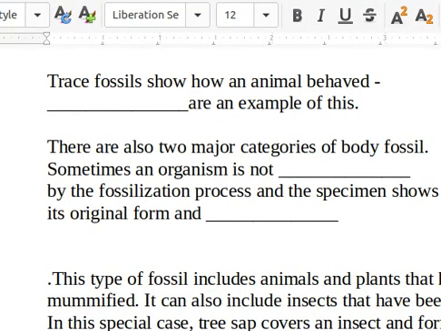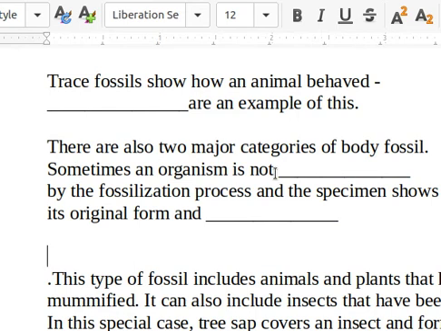Such as. Alphonse? No? Sarah, did you hear that? Footprints. Yes, very good. An example of footprints. Let's have a look for our next listening. So what we are looking for here, there are also two major categories of body fossil.